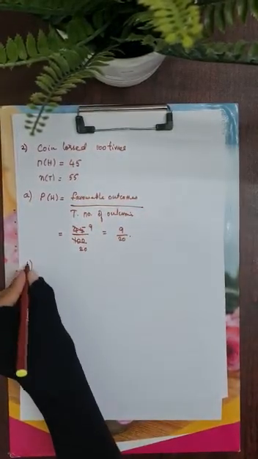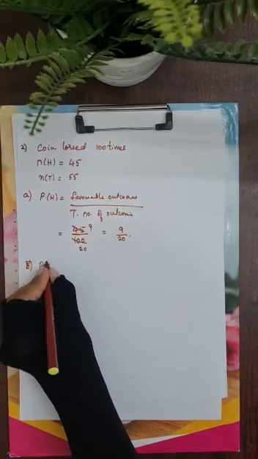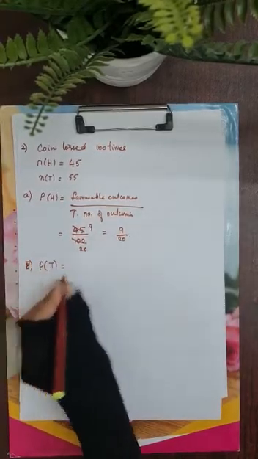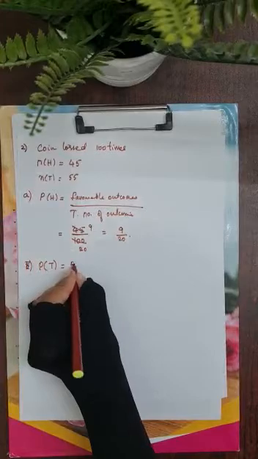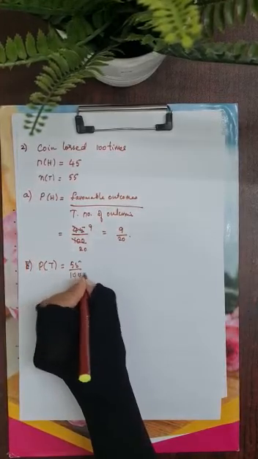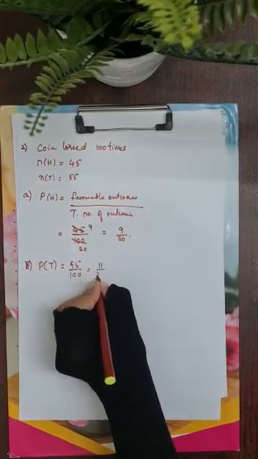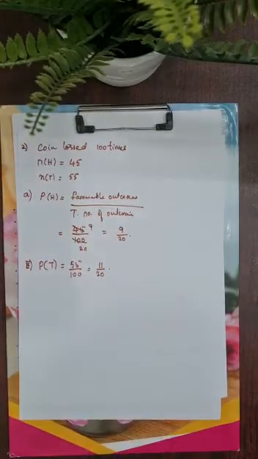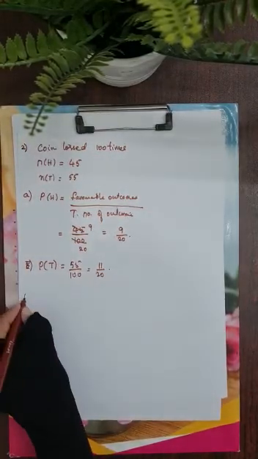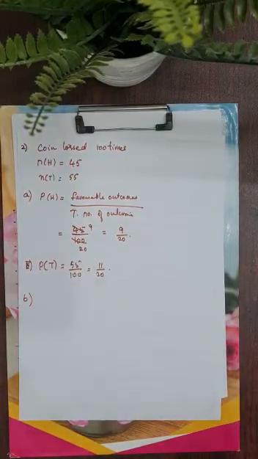We have one more probability, of finding tails. For tails, it is 55 by 100. So that is nothing but 11 by 20. Is that clear, children? Now the B part is: find the sum of probabilities of all outcomes.